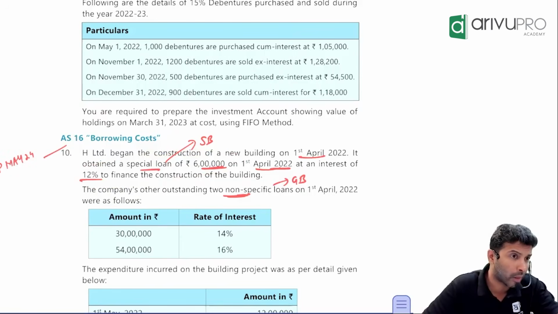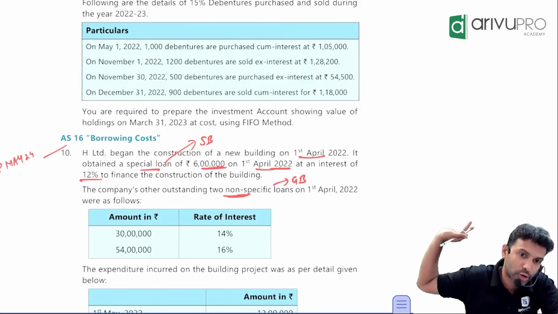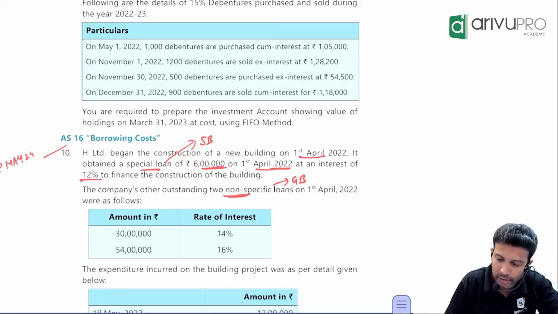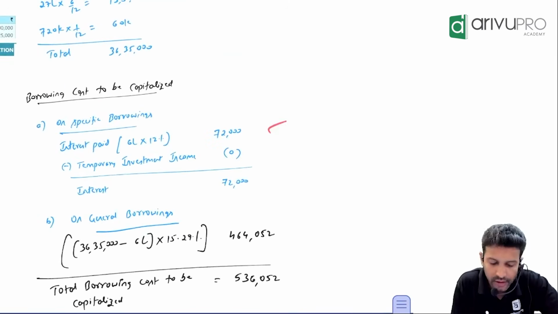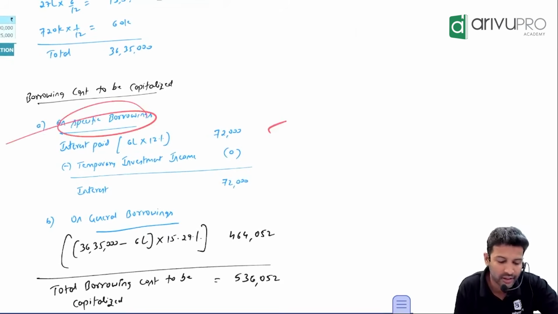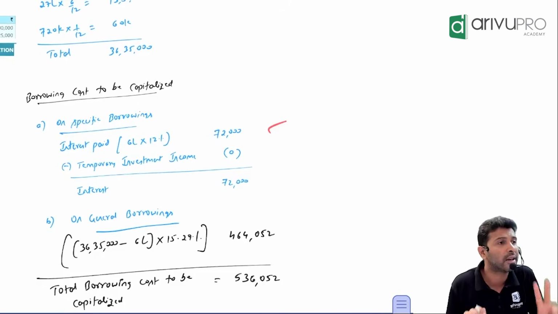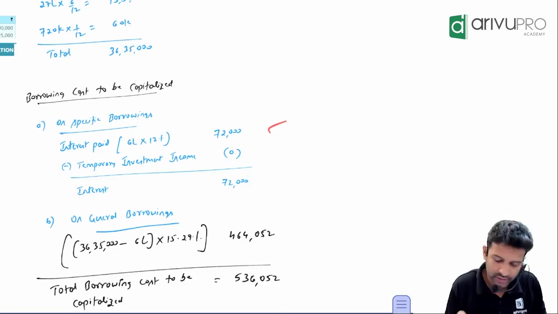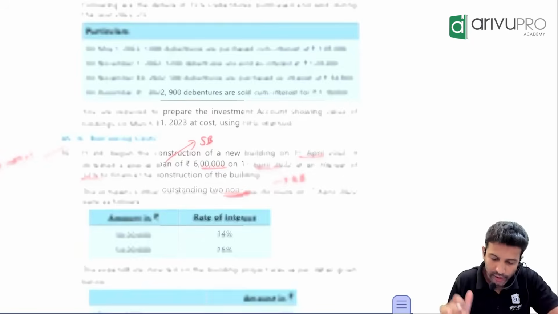72,000. But one thing you should not forget. Relating to specific borrowing, if there is any temporary investment income, they'll not give it here. Somewhere in the end they will give. Usually ICAI does that, but do not forget that. So far we have identified 6 lakh at 12% as the borrowing cost to be capitalized relating to specific borrowing. If there is any temporary investment income, you will minus that. We will see that later on. Okay? Done. Moving along.